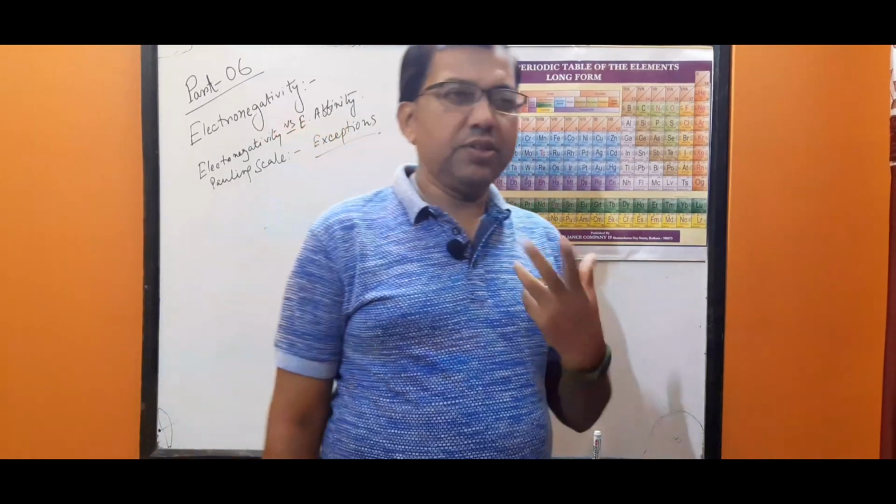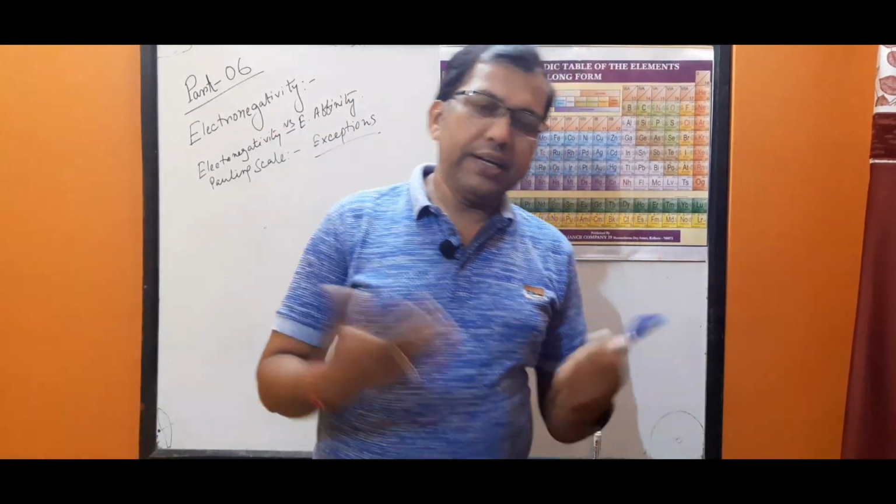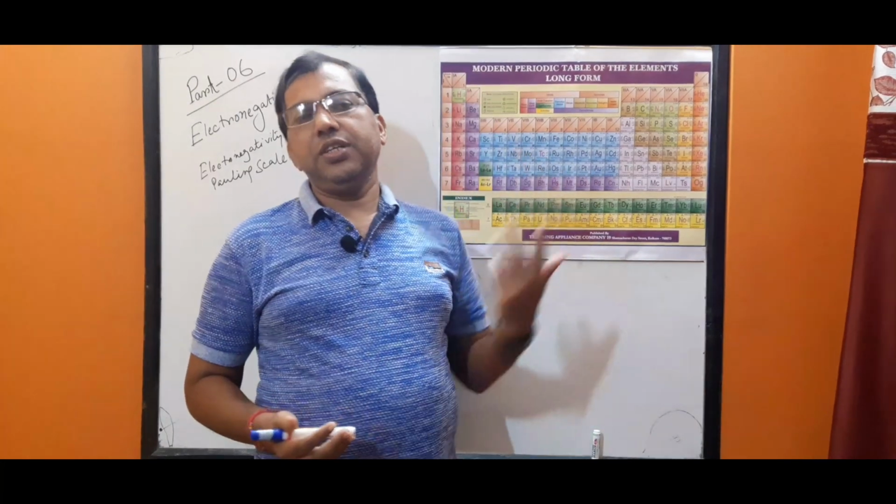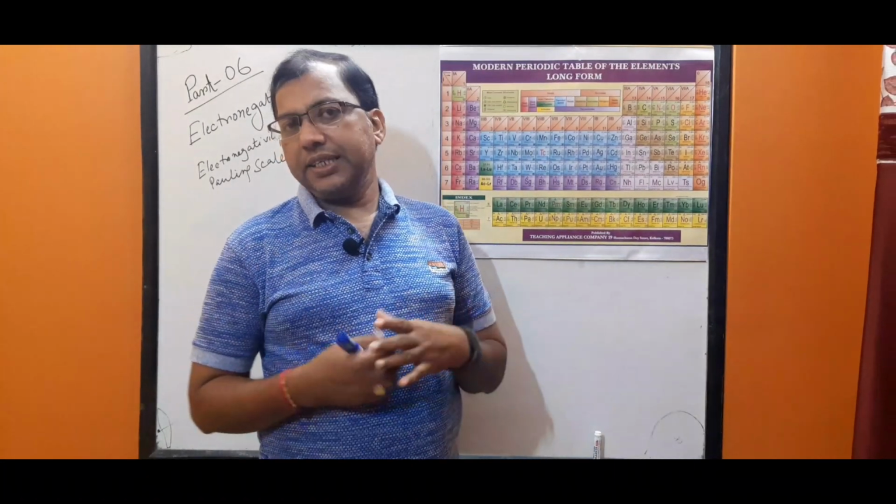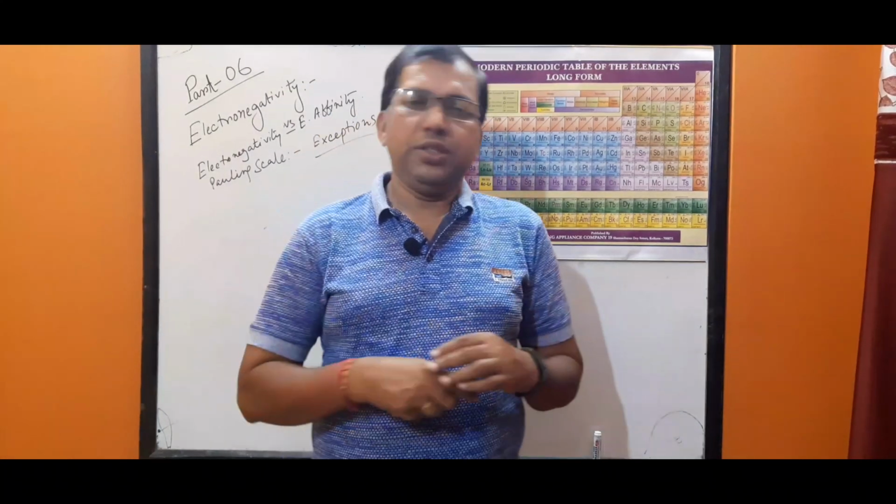So today I will discuss probably the last part of the periodic table: electronegativity versus electron affinity, and also the Pauling scale and exceptions, and some extra questions.